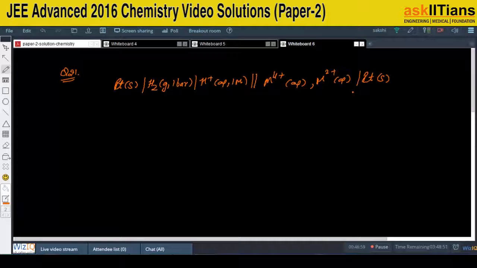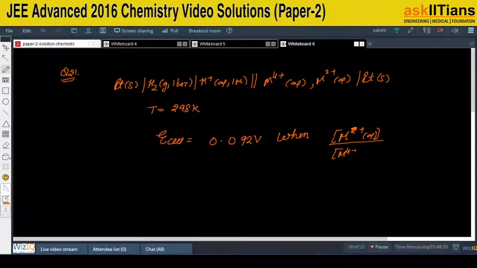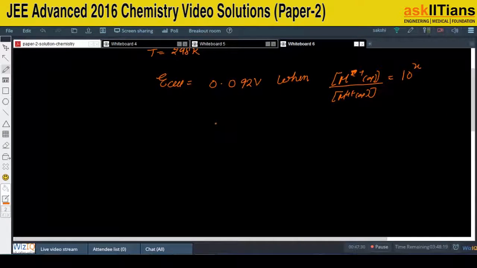Now for this electrochemical cell, the temperature is given to be 298 Kelvin. The E cell has been given to you as 0.092 volts when the ratio of the concentration of M2+ aqueous divided by M4+ aqueous is 10 raised to the power x. Okay, now you have been given one more thing: E naught of M4+ to M2+ is given to us as 0.151 volts.